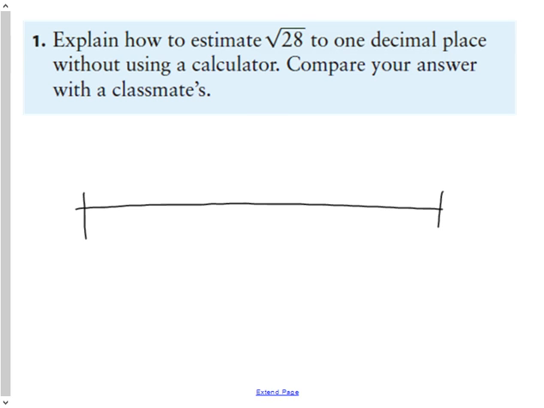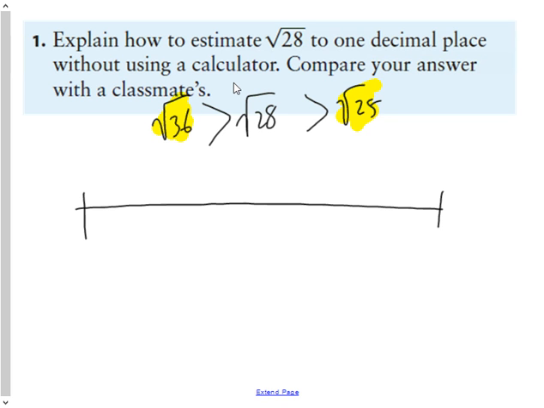And the square root of 28 will be greater than the square root of 25, but it'll be less than the square root of 36. And the reason why I chose 25 and 36 is because those are the first and last numbers that the square root of 28 will fit between that are perfect squares.